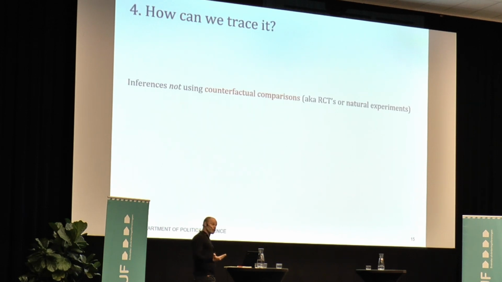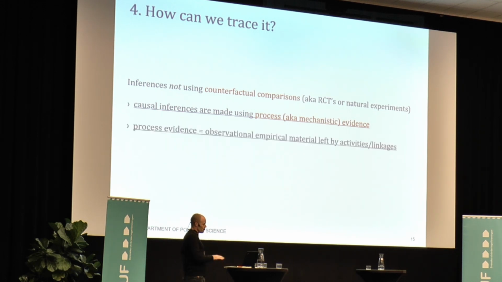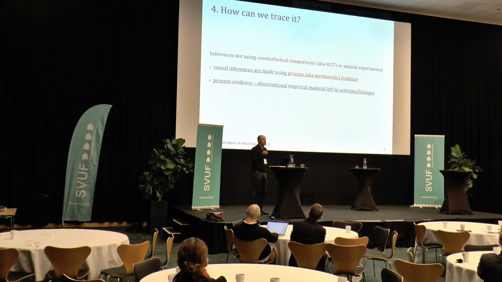Okay. How do we trace it? Well, we're not using counterfactual comparisons. We're using what could be called process or mechanistic evidence. Process evidence is observational empirical material left by activities and linkages. So the core thing with process tracing is it's people doing things, and because people do things, that can leave traces that we can follow.